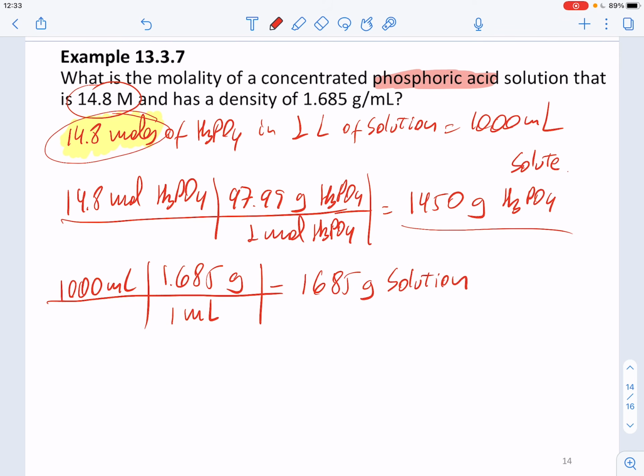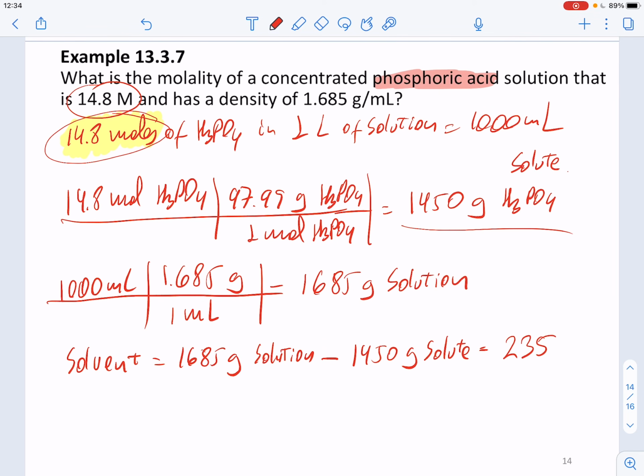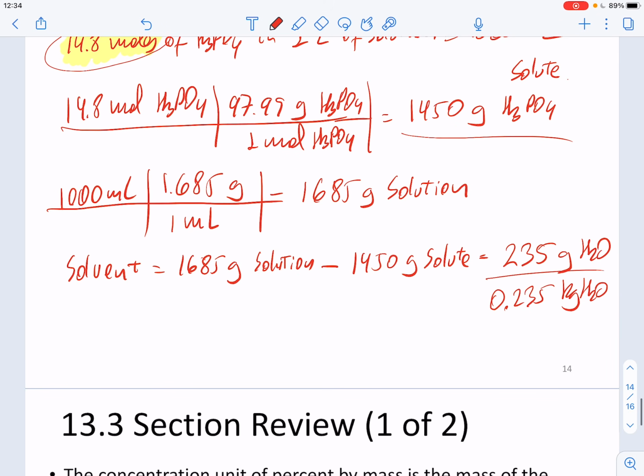Right? For molality, we need the kilograms of solvent. So our solvent is going to be equal to your mass of solution minus the amount of solute, 1450 grams of solute. And this is equal to 235 grams of water. Since this is 235 grams of water, this is equal to 0.235 kilograms of water. Okay?